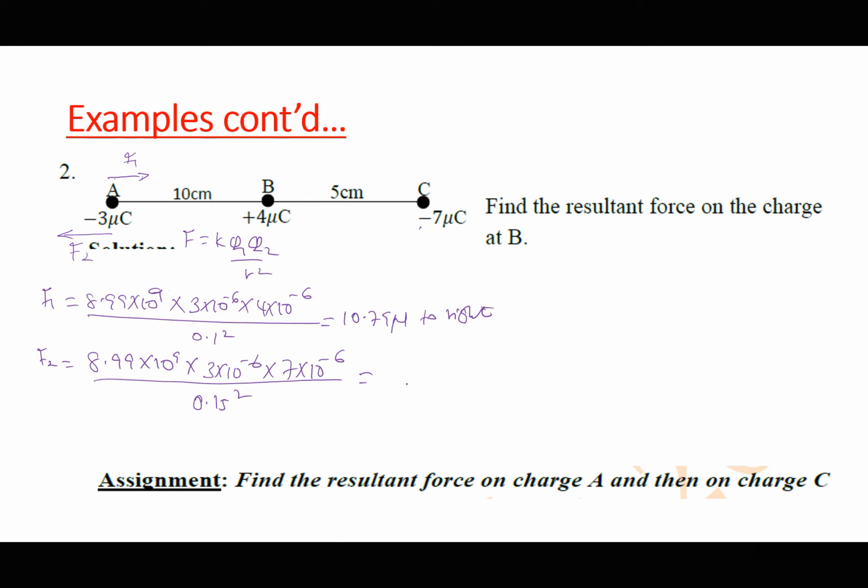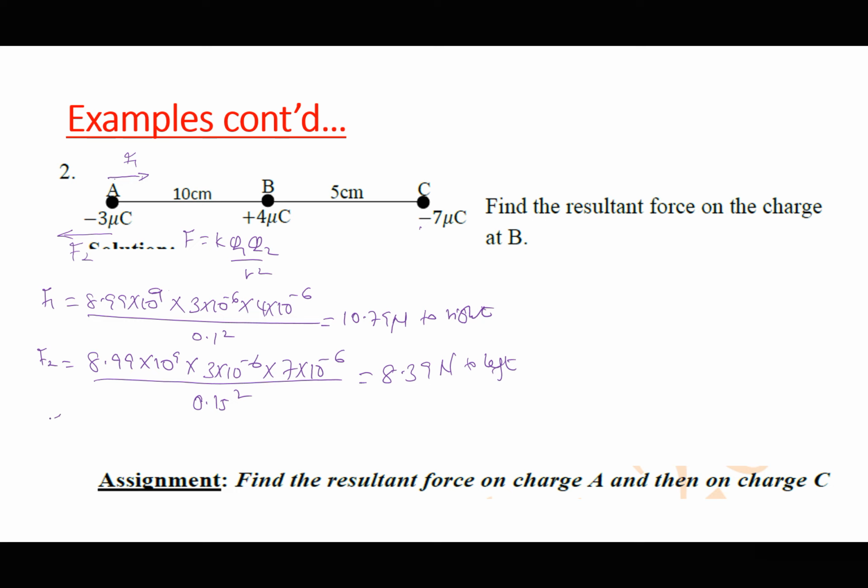Okay, so my calculator is giving me 8.39 newtons, and this is to the left. So it means the force to the right is greater than the force to the left. It even makes sense because the force to the left is due to a charge which is just 10 centimeters from A, and the force is also dependent on the distance. Remember, it decreases as the square of the distance.